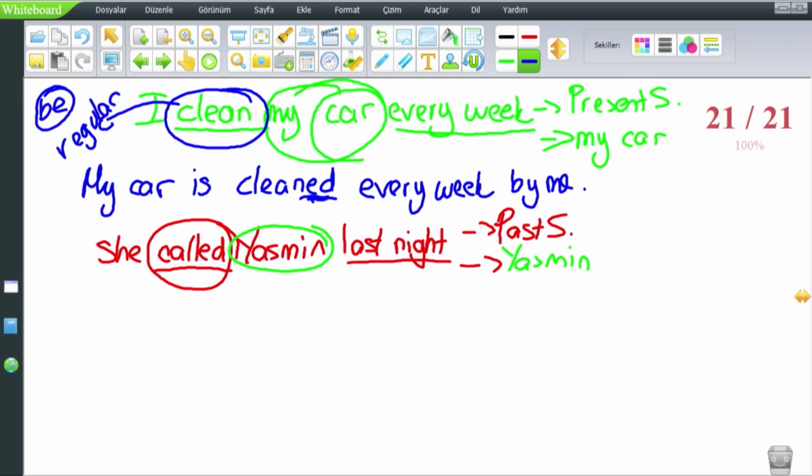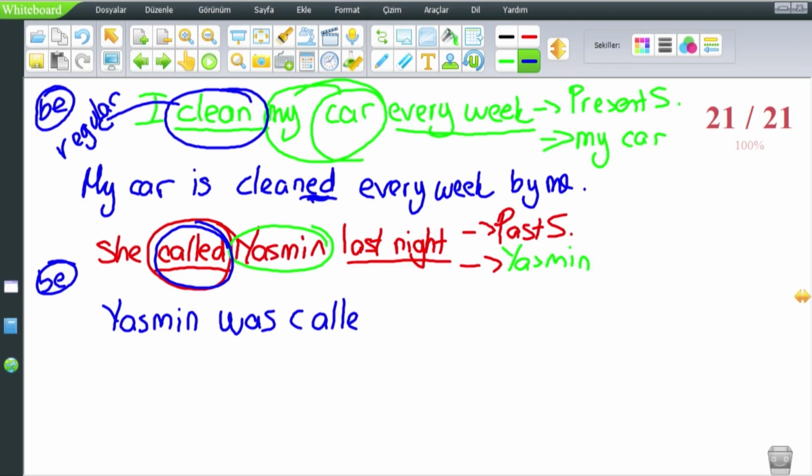Now I can write it. I take my object to the beginning of the sentence. Yasmin, I'm going to use be, and my tense is past simple, that's why I use was. Then my verb, called, last night, by her. Actually, it is pretty easy.